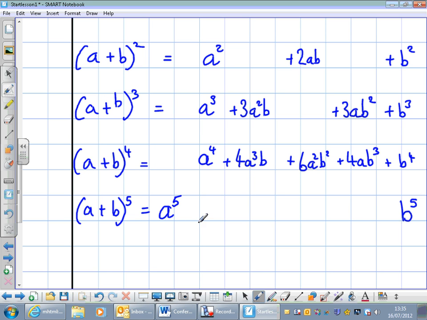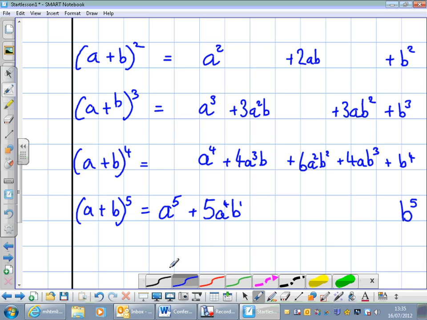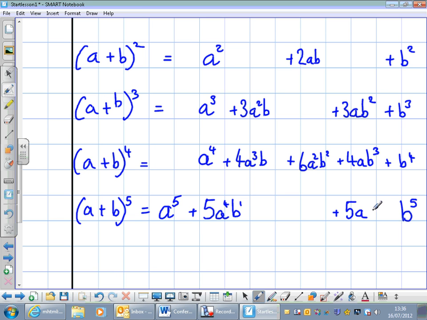Now, the interesting bit. What is my second term and my last but one, my penultimate term, likely to be? 5A to the power of 4, B to the power of 1, yeah. And here we'd have something very similar. What do you reckon it would be? This is the one just before B to the power 5. So 5A to the power 1 is 5. Good.